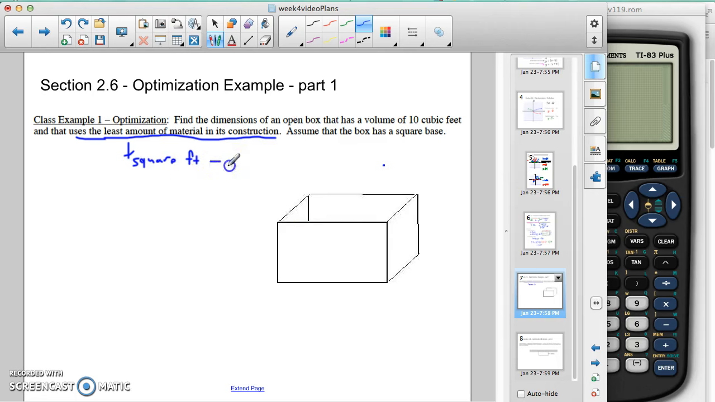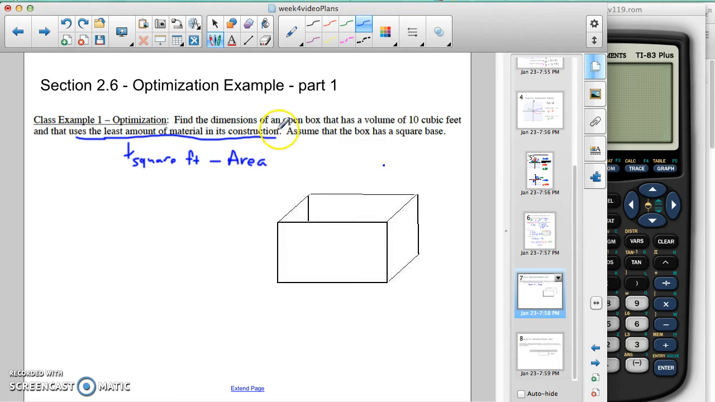So our first important question here is, what are we optimizing? And we're optimizing an area. So we would want to write down an area formula so that we can try to optimize that formula, make it the best solution that we possibly can.